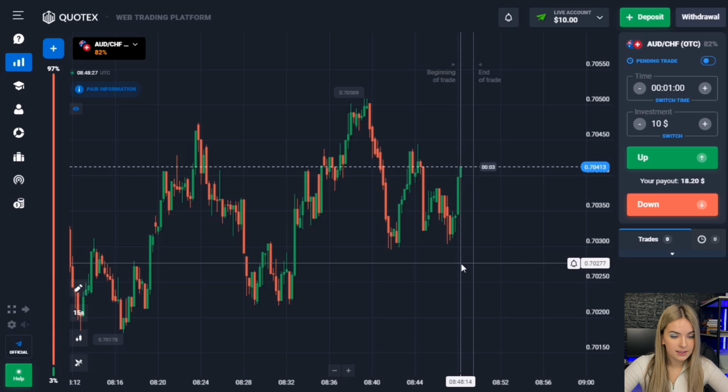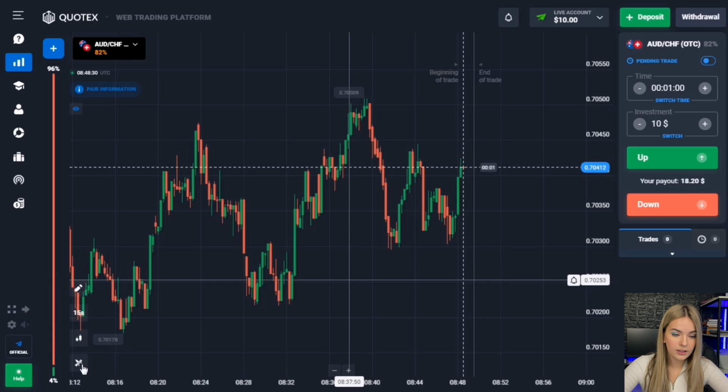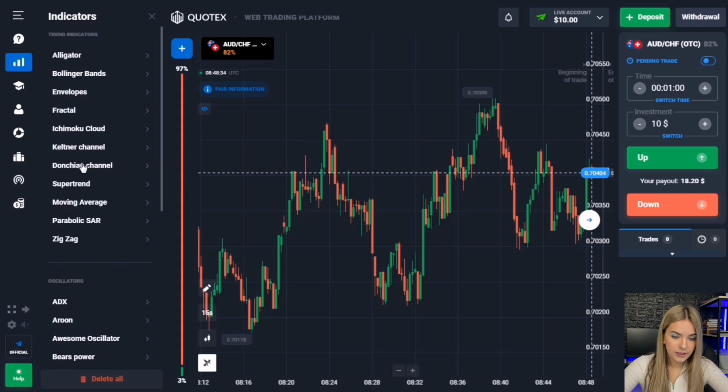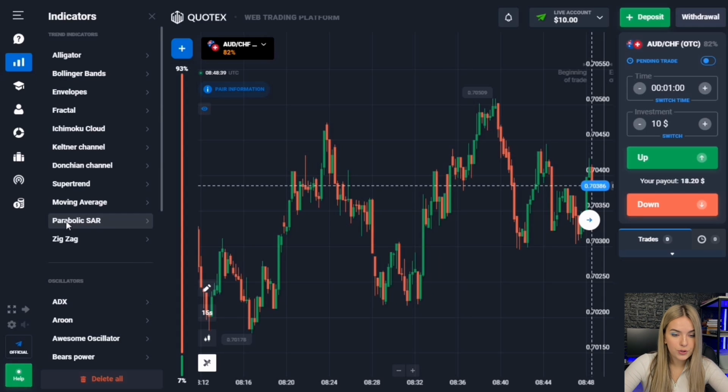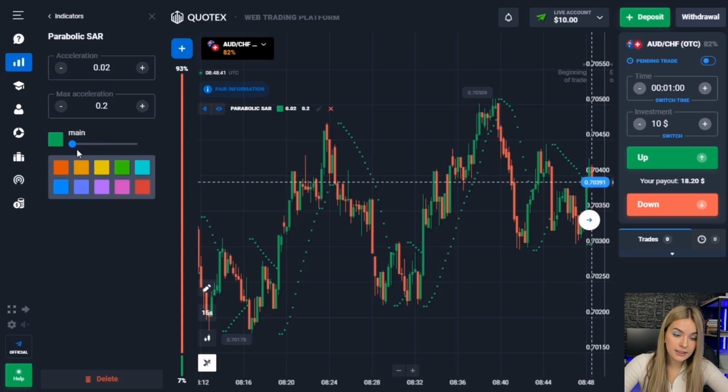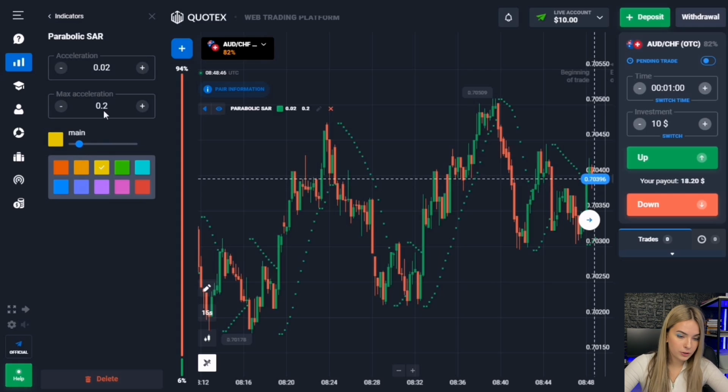So let's get started and connect this indicator. To do this, press this button in the lower left corner. A list has opened in front of us. Select the indicator Parabolic SAR from the list. We leave all the settings by default. We can also choose any color and make our indicator a little thicker so that it is better visible. Thus, the indicator has already appeared on our chart.